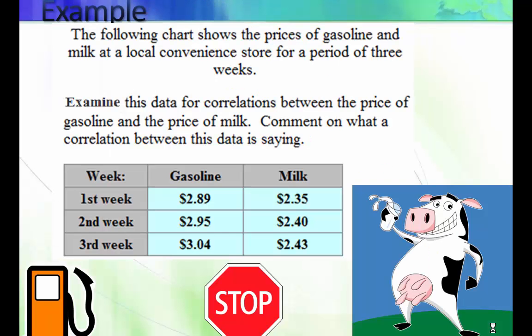The following chart shows the price of gasoline and milk at a local convenience store for a period of 3 weeks. Examine this data for correlations between the price of gasoline and the price of milk. Comment on what a correlation between this data is saying. Stop the video while you make your scatterplot.